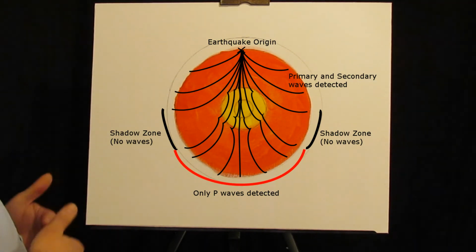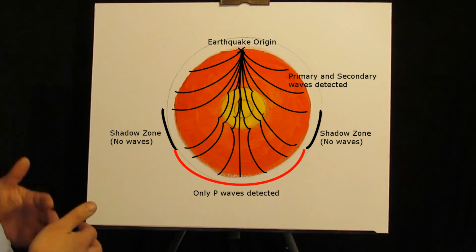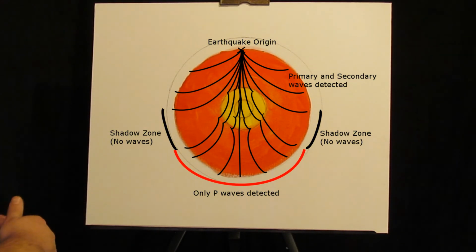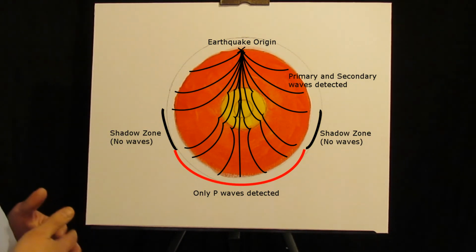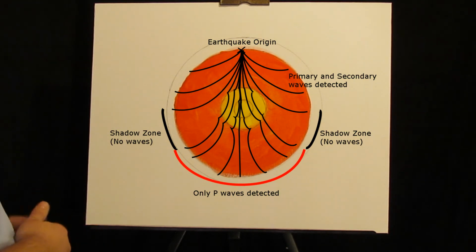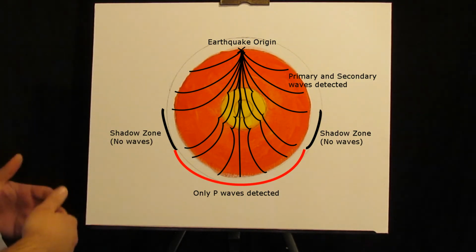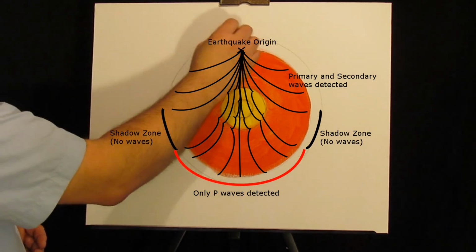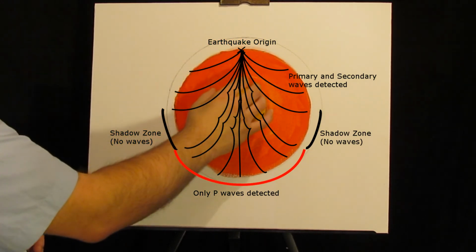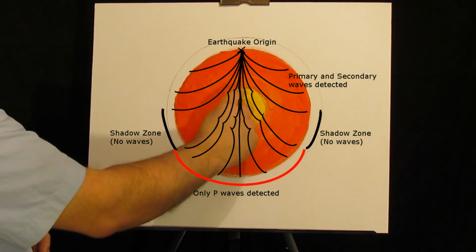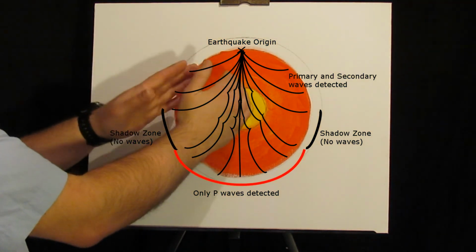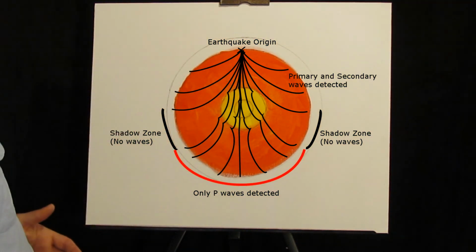Secondary waves, though, those are the ones that really give us some good information about what the inside of the Earth is. Because secondary waves travel a little bit slower than primary waves, and they can't move through liquid. Okay, so when there's an earthquake that happens, they also start to radiate out, but as soon as they hit the outer core, they stop because they cannot go through liquid.